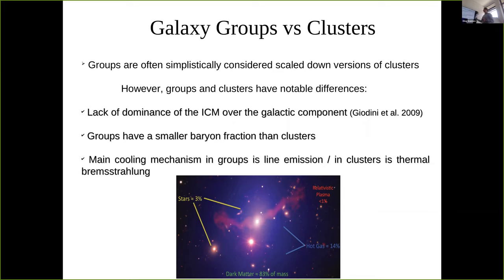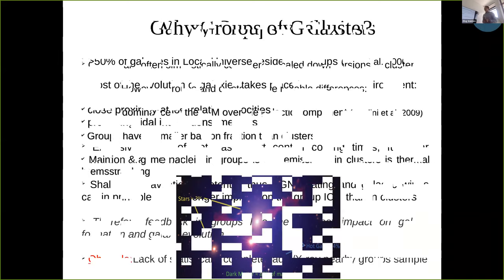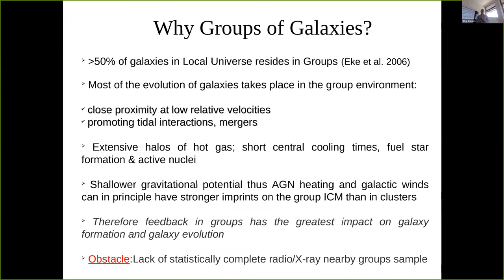Whereas on the other hand, in galaxy groups, the baryon budget in galaxy members can even be higher than in the gas itself. In addition, groups have a smaller baryon fraction than clusters. And the main cooling mechanism in galaxy groups is line emission, whereas in clusters it is thermal Bremsstrahlung, as we just mentioned. So why should we then care about groups of galaxies?